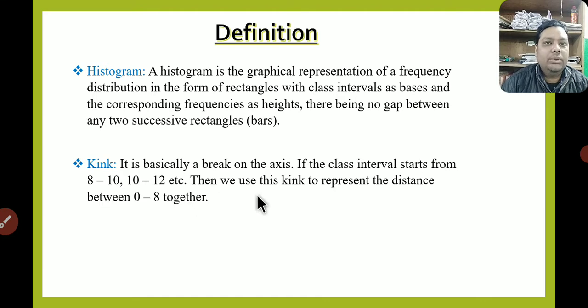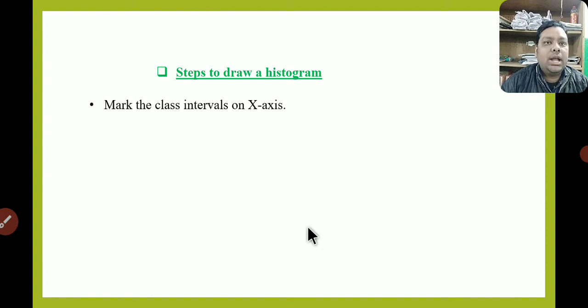After that, we will discuss the next question, but before that, how to draw a histogram by using steps. What steps will we follow to draw the histogram? The first step: mark the class intervals on the x-axis, and mark the corresponding frequencies on the y-axis.